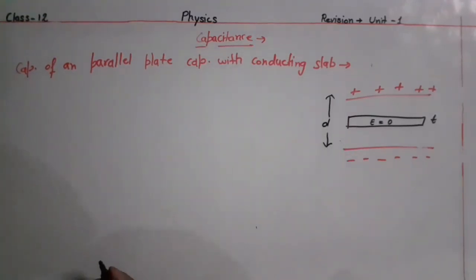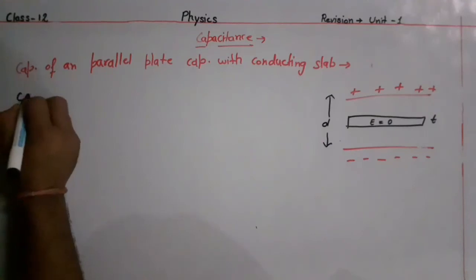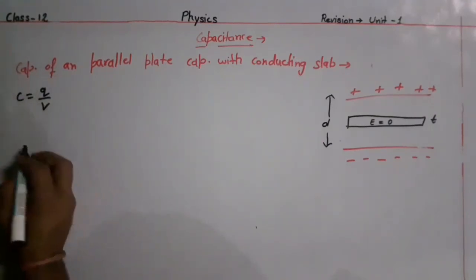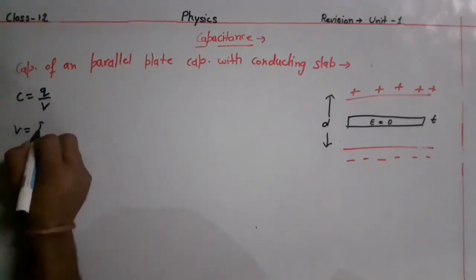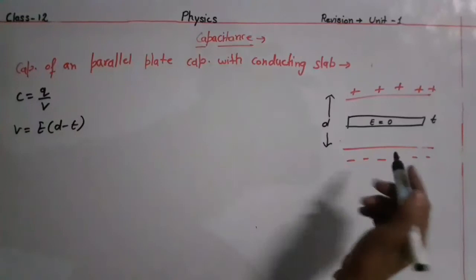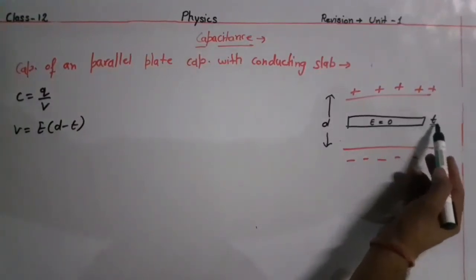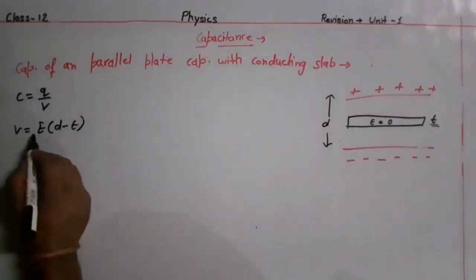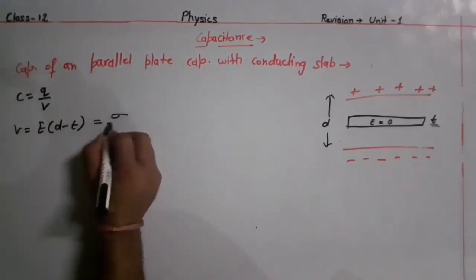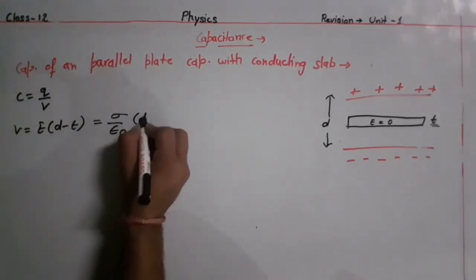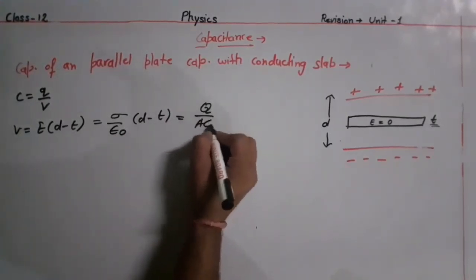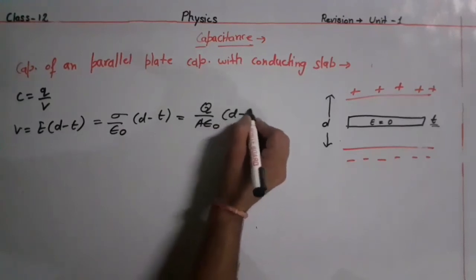Then we can easily find the charge stored between these plates, or the capacitance of these plates. So let's start. We know that C is equal to Q by V. So let's first find V. V is equal to E into D minus T. Why? Because we have to subtract this small t, as it doesn't contribute to the electric field. So E into D minus T gives us sigma by epsilon naught into D minus T. This gives us Q by A epsilon naught into D minus T.